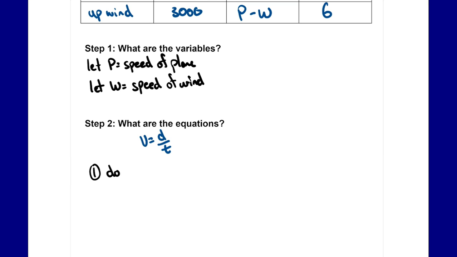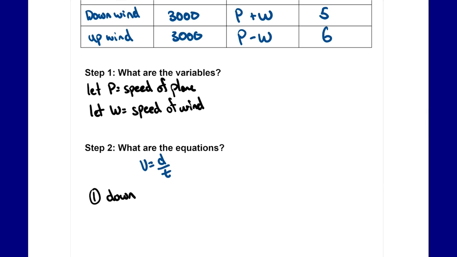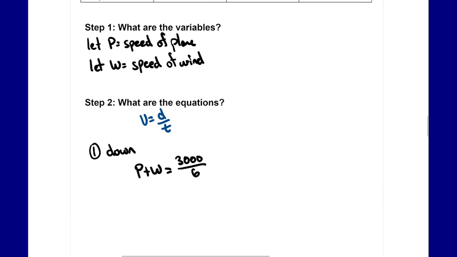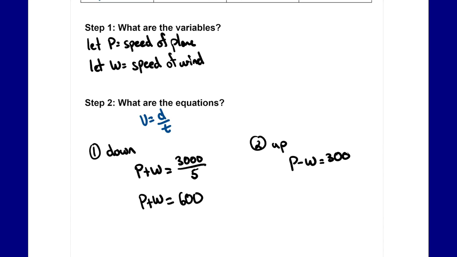So equation 1, we're going to look downwind. So speed is p plus w, which is equal to distance over time, or 3,000 over 5. Sorry, not 6, 5. It should be the shorter of the two. We get p plus w equals 600. And then for equation 2, when we're traveling upwind, or against the wind, we have p minus w equals 3,000 over 6. So p minus w equals 500.